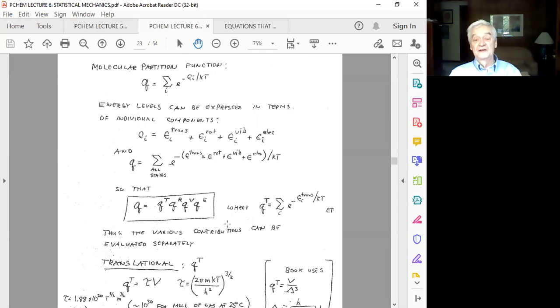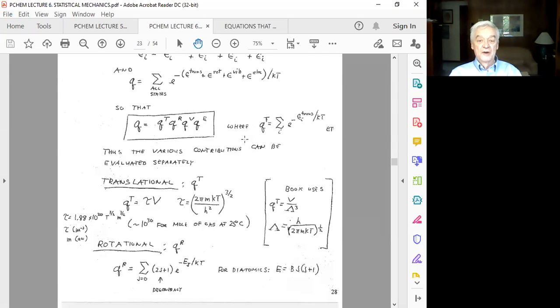Now, luckily, we've already done it for translations. Luckily, we're going to find that Q_E for electronic states is typically 1, so we don't have to do anything there. So our biggest challenge is figuring out what the rotational partition function is and what the vibrational partition function is. So a reminder, we did this for translational levels.